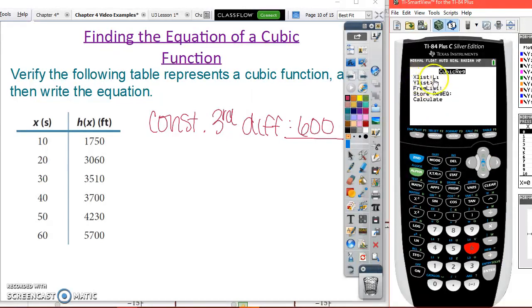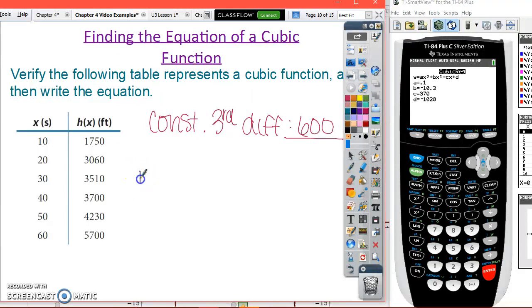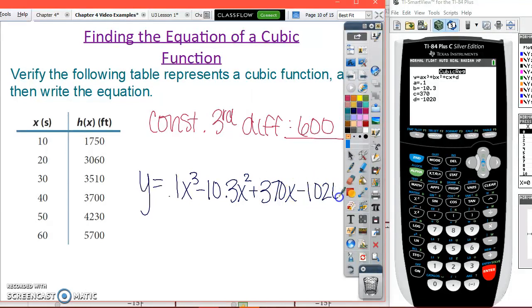It's asking where our x value is located, list 1, our y values are in list 2. We're going to go down and hit calculate, and it will give us our a, b, c, and d values. So we can write our equation, y equals 0.1 x cubed minus 10.3 x squared plus 370 x minus 1020.